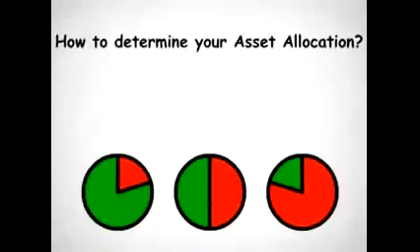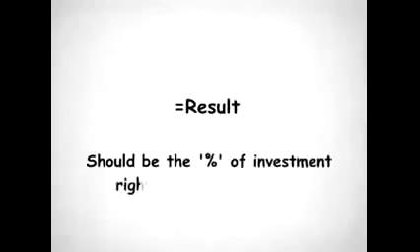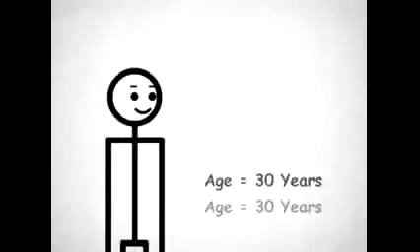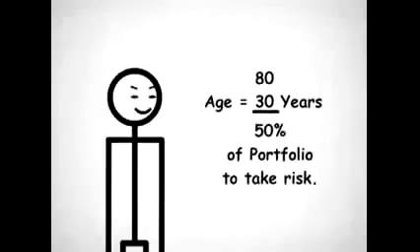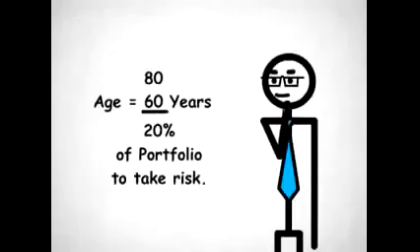Now the question is how to decide the right mix of assets for you. Investors follow a golden rule. Use the number 80 and subtract your age from it. The resulting number should be the percentage of investments in more risky assets like equity. If you are young and 30, 50% of your portfolio should comprise of riskier assets. If you're at the ripe age of 60, invest only 20% of your savings into assets like stocks.